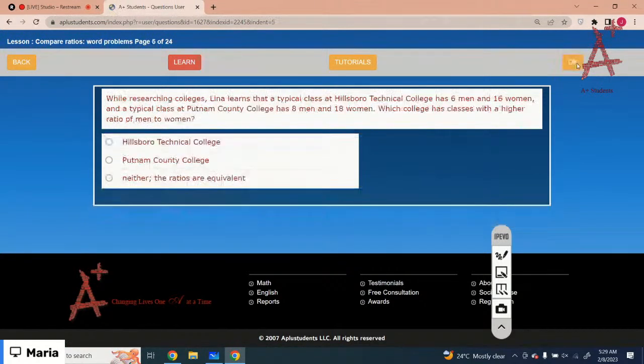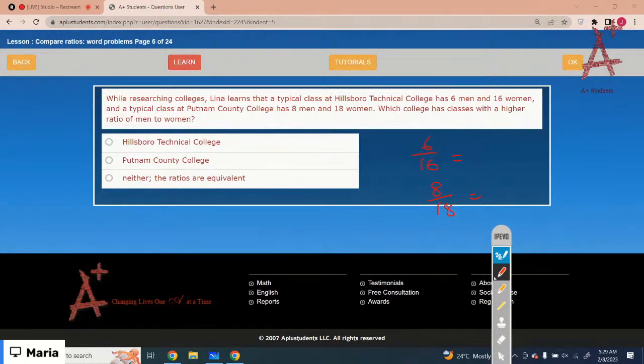Okay, the next one is: while researching colleges, Lina learned that a typical class at Hillsborough Technical College has 6 men and 16 women. Got it? So it would be 6 over 16. And a typical class at Putnam County College has 8 men and 18 women. Which college has classes with a higher ratio of men to women?